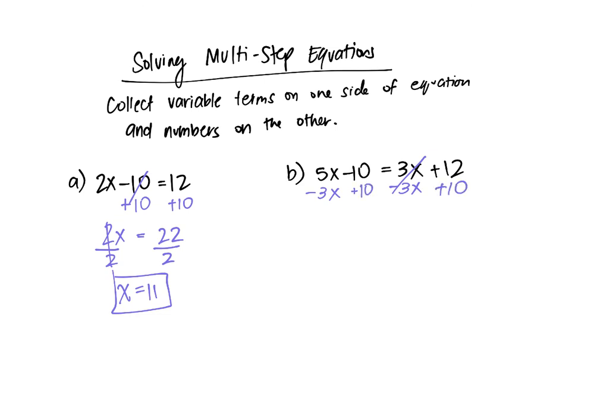This cancels out. Then we just subtract it. 5x minus 3x is 2x. 12 plus 10 is 22. And finally, we can just solve for x by dividing each side by 2, which gives us x is equal to 11. And again, we always know we can substitute it back into the original in order to check it. And we say 11 is the solution.